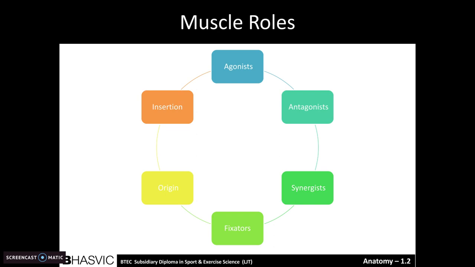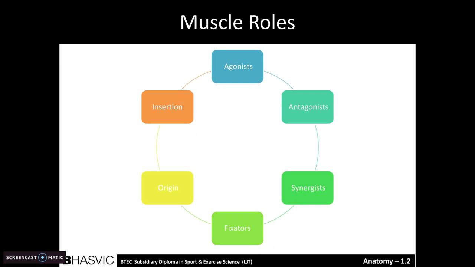A fixator is a muscle that stabilizes the origin of the agonist and the joint over which the origin moves, in order to help the agonist function effectively. A sporting example of this is in a bicep curl, where the fixator would be the rotator cuffs. The majority of the fixator muscles are found working around the shoulder and hip joints.